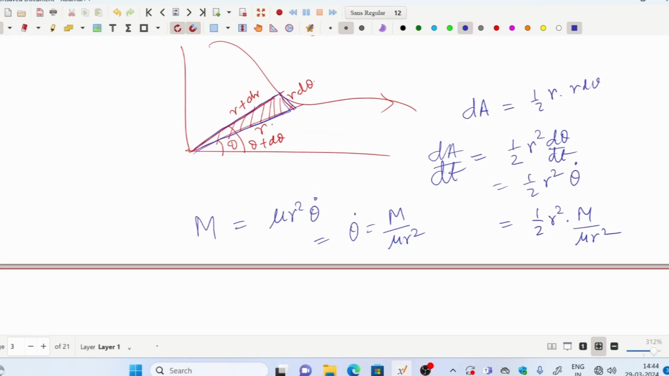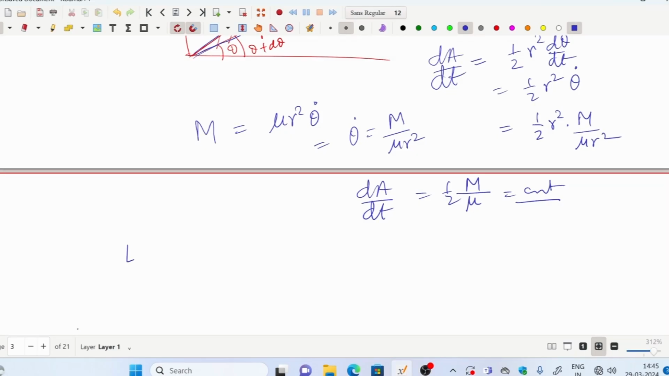So, the areal velocity of the particle under central force problem will be half the angular momentum divided by the reduced mass, and this is a constant. Okay. So, we observe that in case of central force problem, our angular momentum is conserved and also the particle sweeps out equal area in equal time. So, these are the two important features of the central force problem.